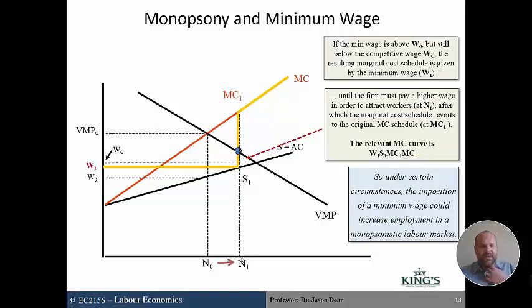So under certain circumstances, a minimum wage could increase employment, but only in a monopsony market. But the minimum wage would have to be above what the monopsonist wants to do, above their profit maximizing wage, and below the competitive wage.